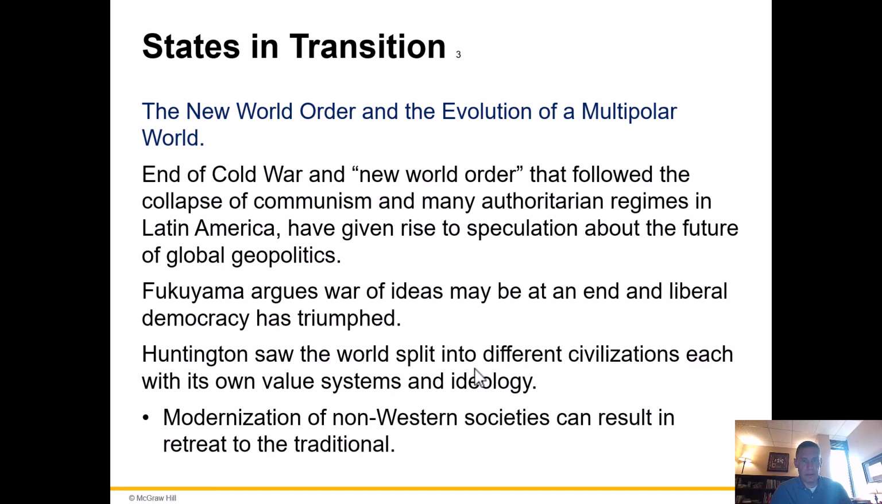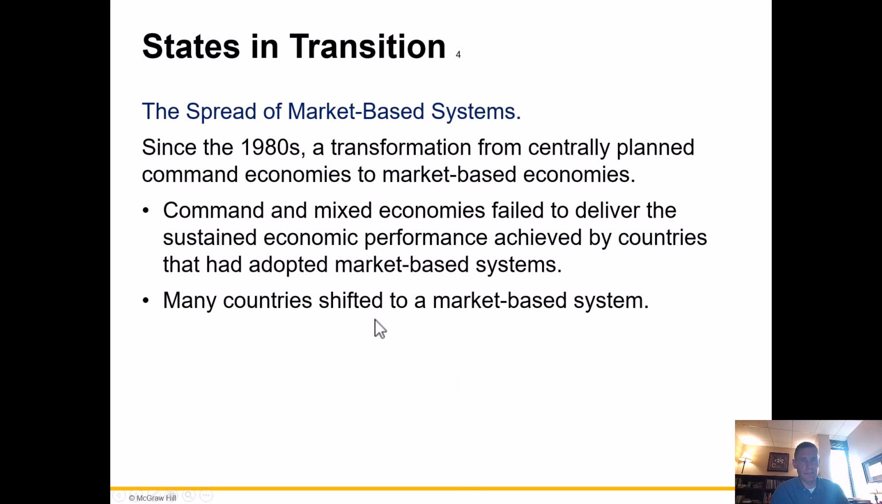At the end of the Cold War and the New World Order that followed, the collapse of communism and many authoritarian regimes in Latin America has given rise to speculation about the future of global geopolitics. Fukuyama argues the war of ideas may be at an end and that liberal democracy has actually triumphed. I think that's yet to be seen. Huntington saw the world split into different civilizations, each with its own value systems and ideology. The modernization of non-Western societies can result in retreat to the traditional.